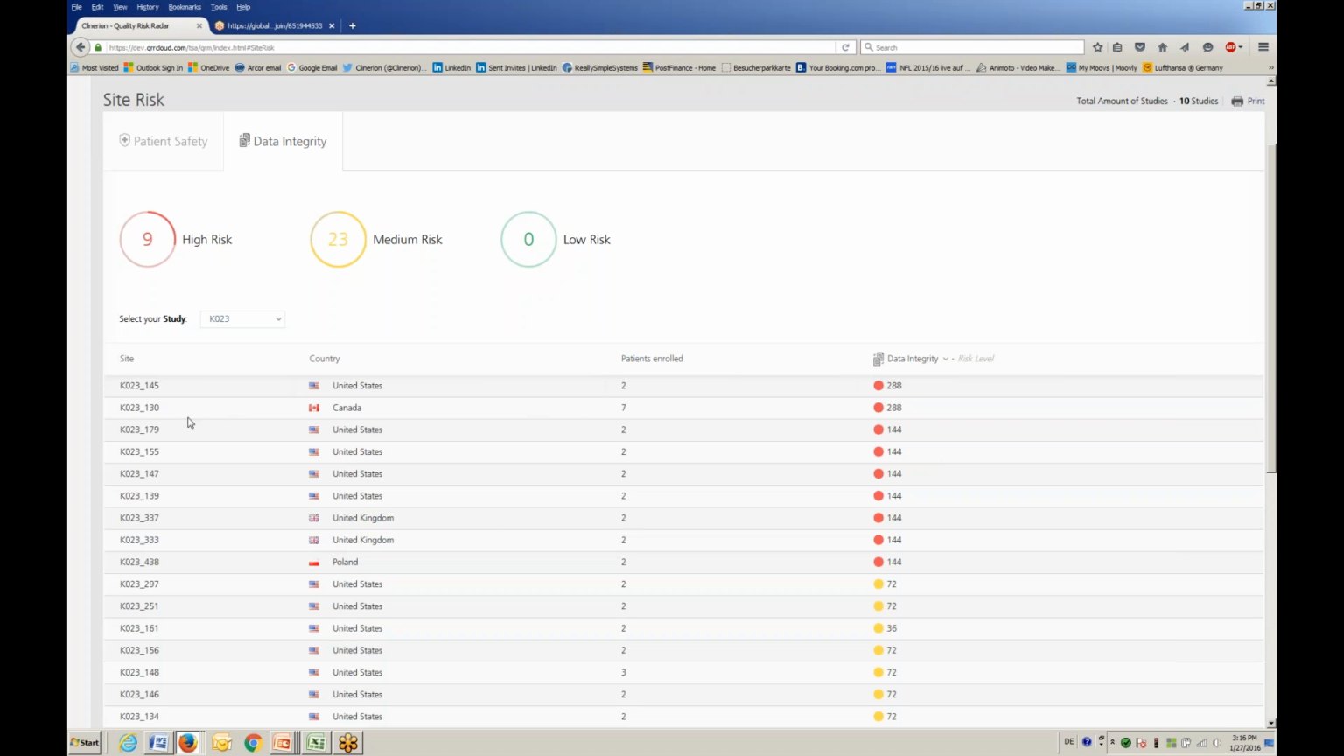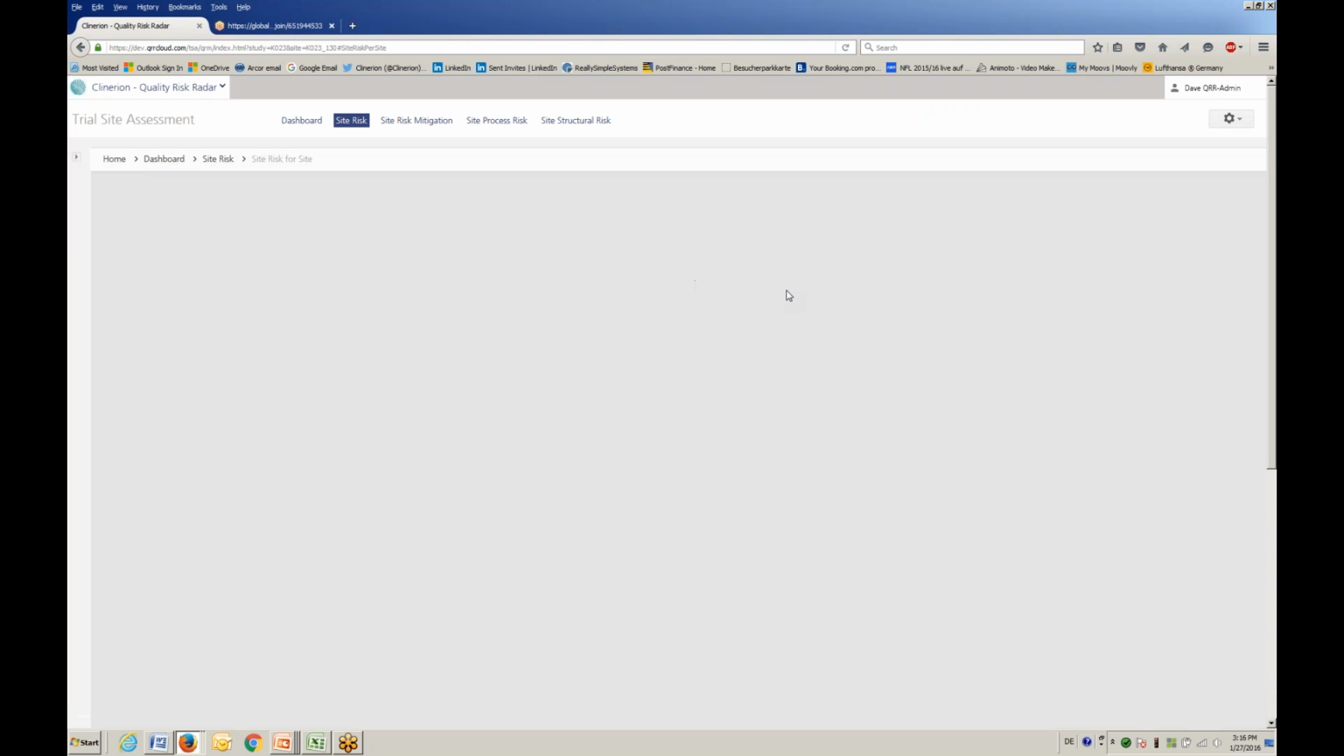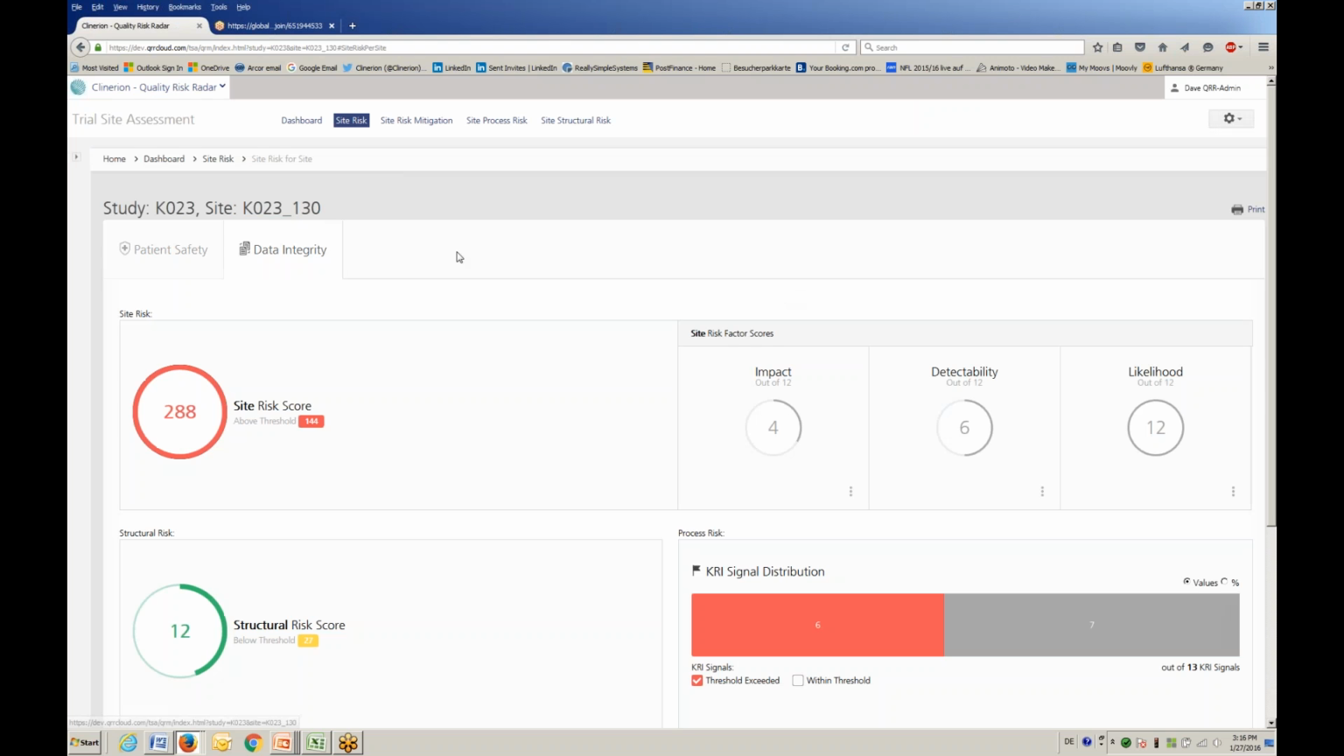And so to take the example further, I'd like to choose one of these sites. I'll choose the lone site here in Canada. It's also high risk, namely site 130. So we're going to drill down and take a look at the risk profile for site 130. We'll continue looking at the data integrity part of the risk assessments.